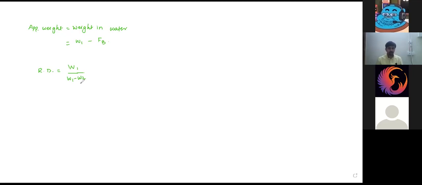WT is weight of body in water, yes. W2 will be weight of body in water, yes.